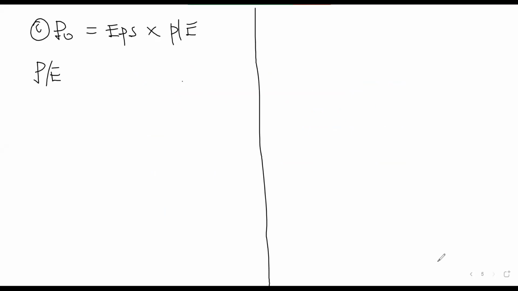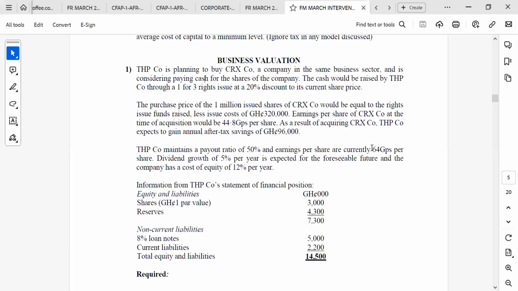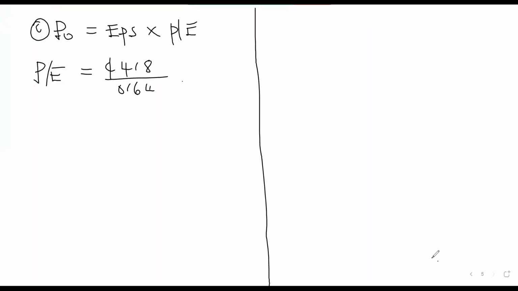So let's come to the price earning ratio. The price earning ratio is the market value divided by the earnings per share. What is the earnings per share of the THP co? It is 64 pesos, and their market value is 4.8 Ghana cedis. So we have 0.64 here as the earnings per share. So the price earning ratio is what? 7.5. Okay. So that will be 7.5 times.